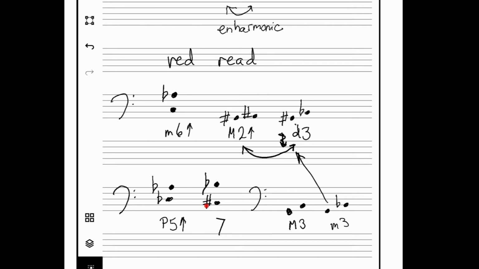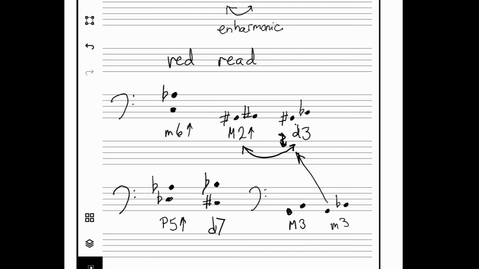C sharp to B means that I've brought the bottom note closer to the top note. Now it would be minor. C sharp to B flat, I've brought the top note closer to the bottom note. It's smaller than minor. It's diminished.